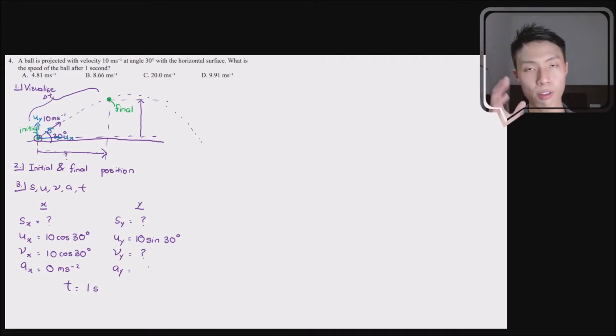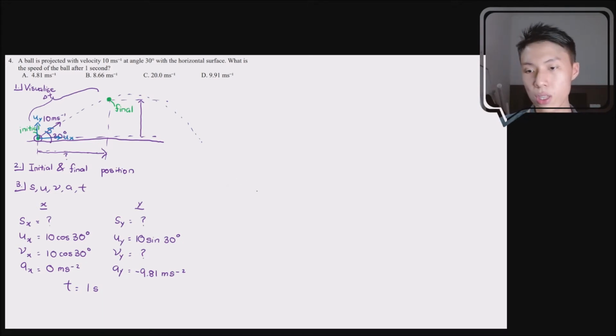We know that for projectile motion, the y component of acceleration is negative 9.81 meter per second squared. This one is fixed as long as you are near the surface of Earth. That's the idea for projectile motion. The only force acting on the ball is gravity. Gravity is just mg near the surface of Earth. So weight equals ma, so mg equals ma, so a equals g. That's why it's negative 9.81 meter per second squared.